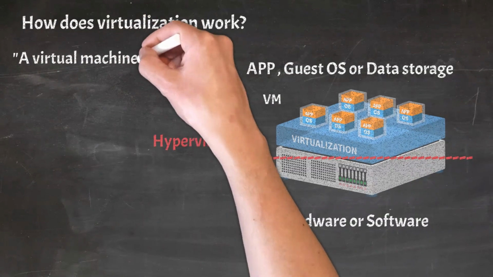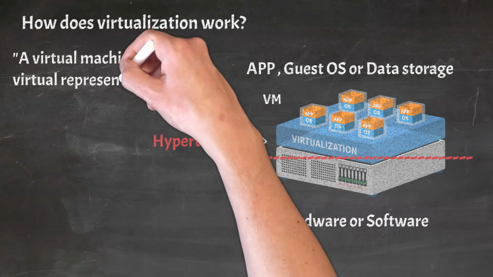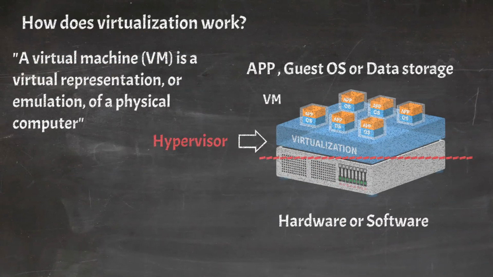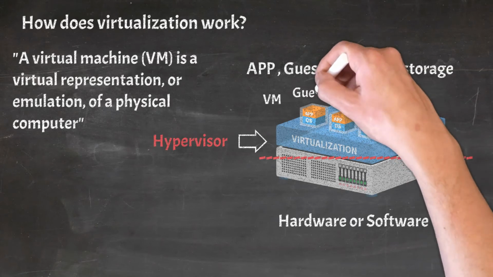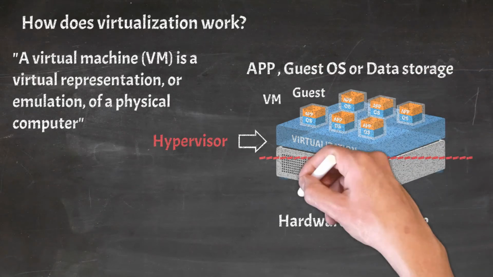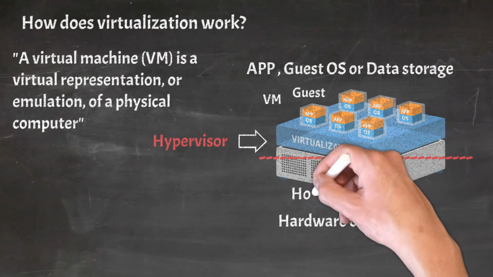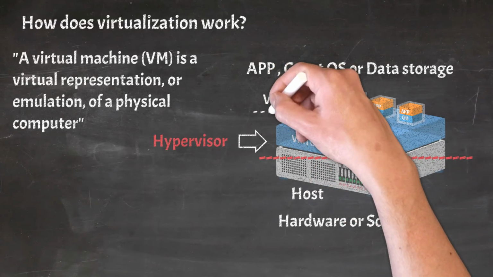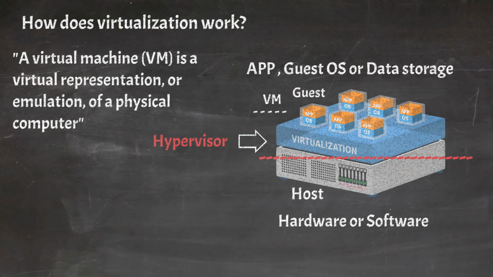In the simplest terms possible, a virtual machine or VM is a virtual representation or emulation of a physical computer. They're often referred to as a guest, while the physical machine they run on is referred to as the host. A virtual machine or VM is an emulated computer system created using software. Each VM runs its own operating system and behaves like an independent computer, even though it is running on just a portion of the actual underlying computer hardware.